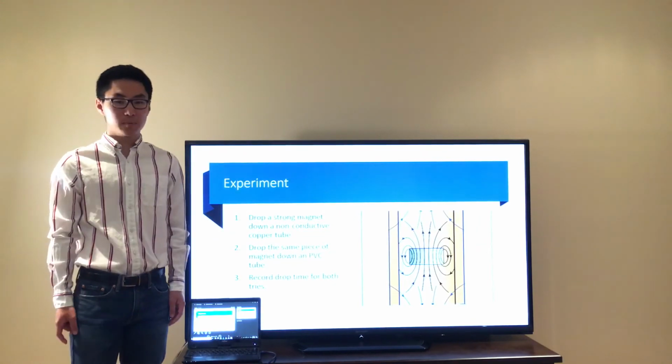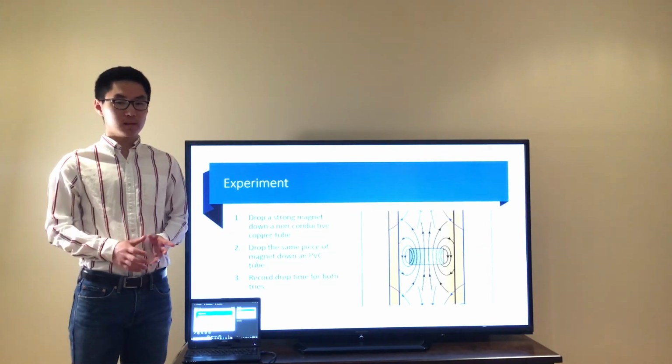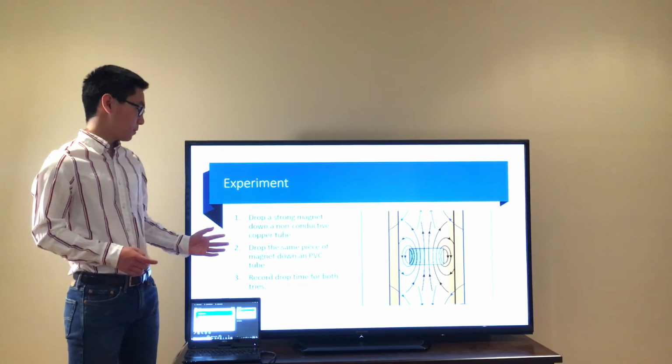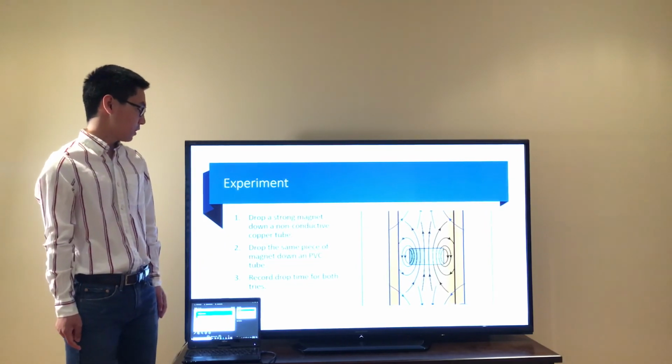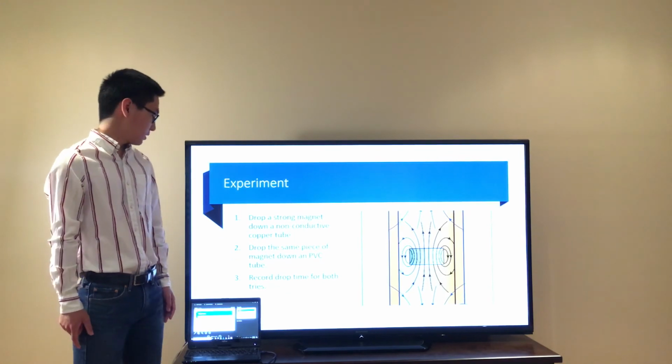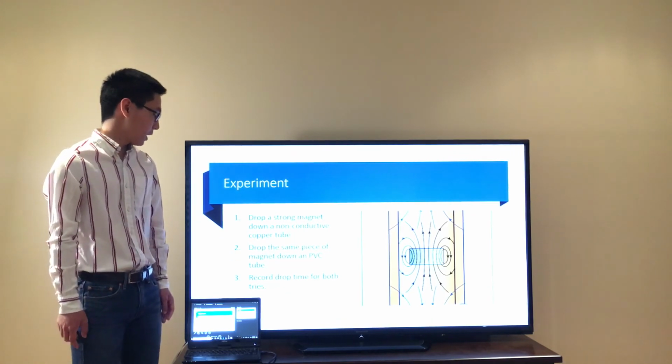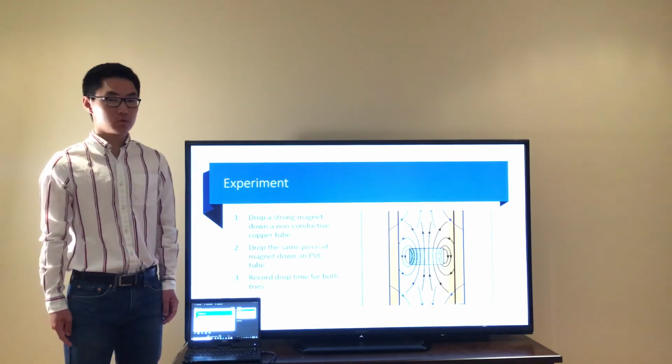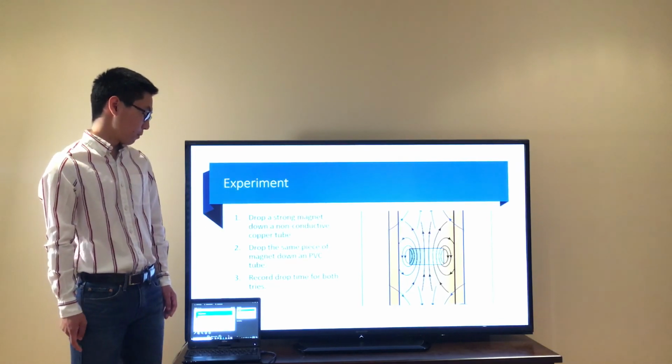Here is an experiment that I will be doing to demonstrate Lenz's law in action. Firstly, drop a strong magnet down a non-magnetic copper tube, and secondly, drop the same piece of magnet down a PVC tube, and lastly, record the time for both tries.